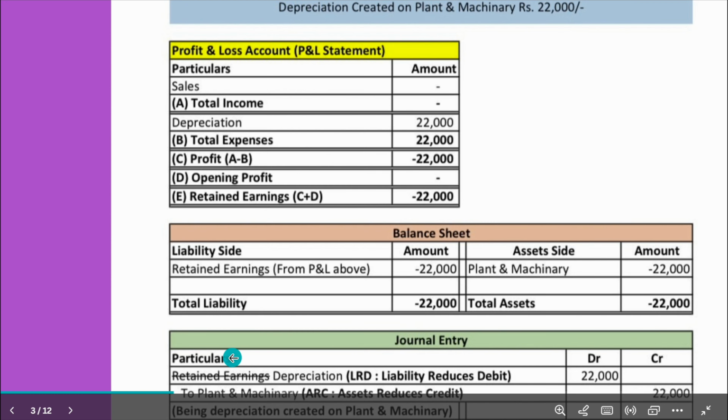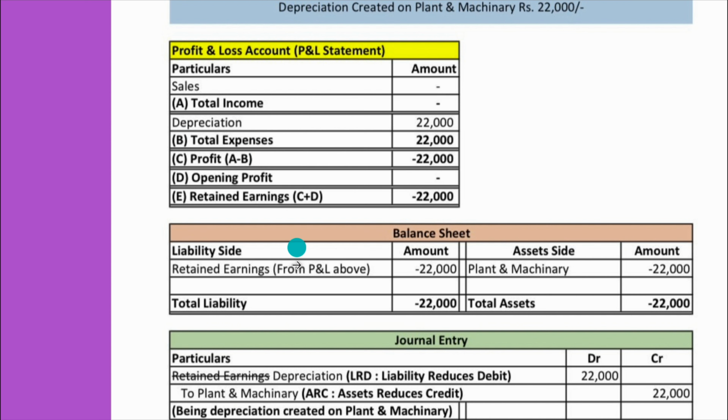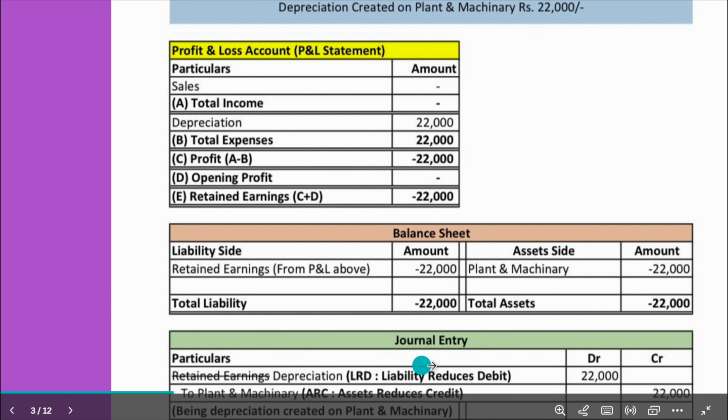Journal entry is basically retained earning will be debited based on the rule of liability reduces debit, 22,000. However, whenever retained earning is affected, you do not directly write the word retained earning, rather you write the transaction which is affecting the retained earning, that is depreciation in this case. So depreciation account will be debited rupees 22,000.